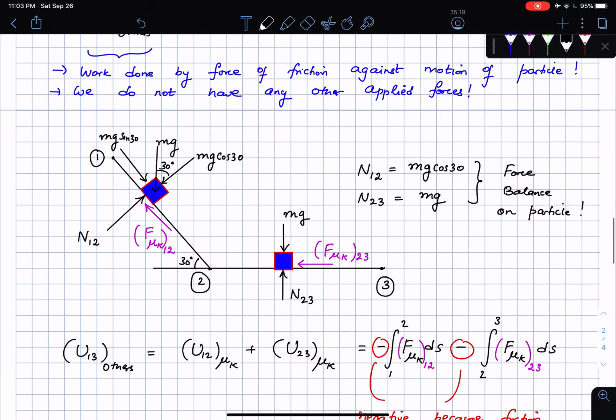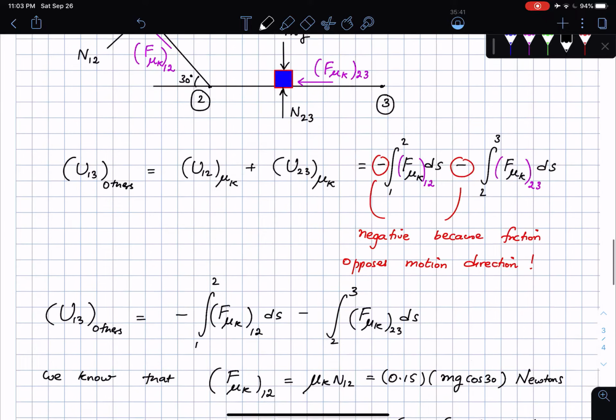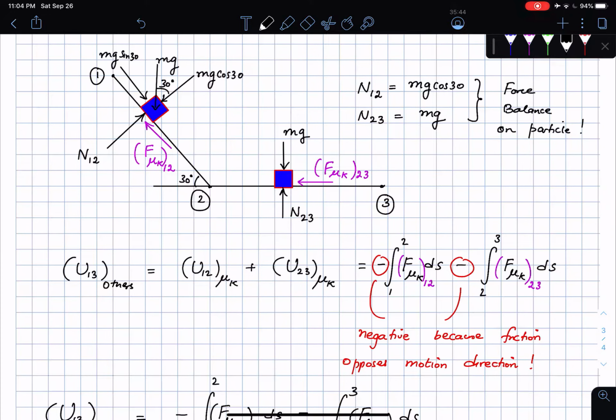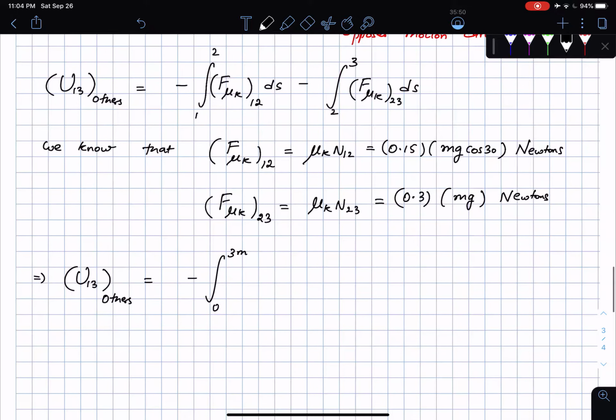Okay, so if I go back here, and that's what I have, n 1 2 and n 2 3, I'm just going to start substituting. My limits of integration are going to be just the distance because I find that the friction is a constant force. So which essentially tells me that u 1 3 others is going to be minus integral from 0 to 3 meters, because I'm traveling all the way from 1 to 2, which is a distance of 3 meters. Distance from 2 to 3, you've got to be careful there. So this is first of all going to be 0.15 times mg cosine 30 ds, minus the integral over the other distance.